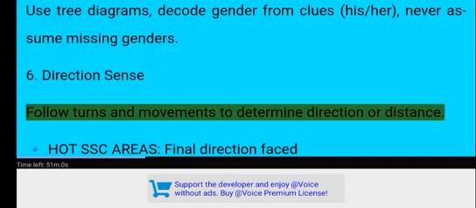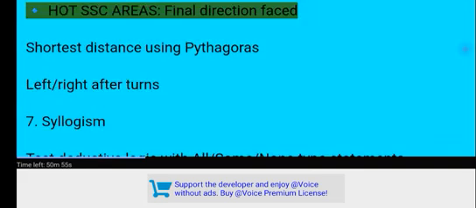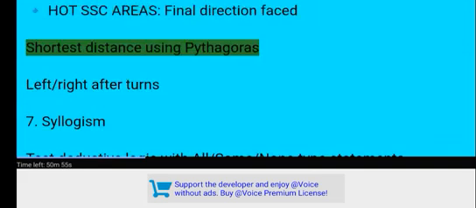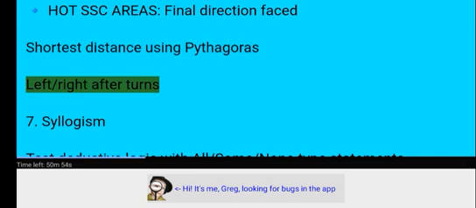6. Direction sense. Follow turns and movements to determine direction or distance. Hot SSC areas: final direction faced. Shortest distance using Pythagoras. Left and right after turns.